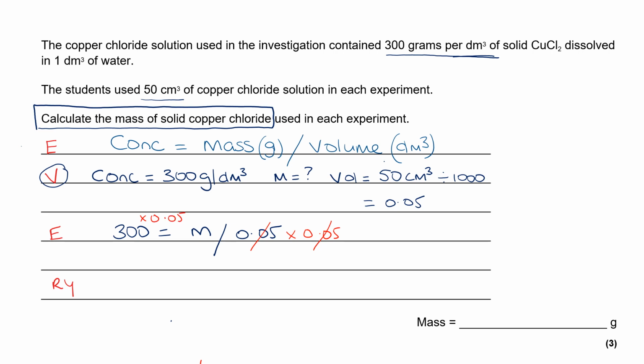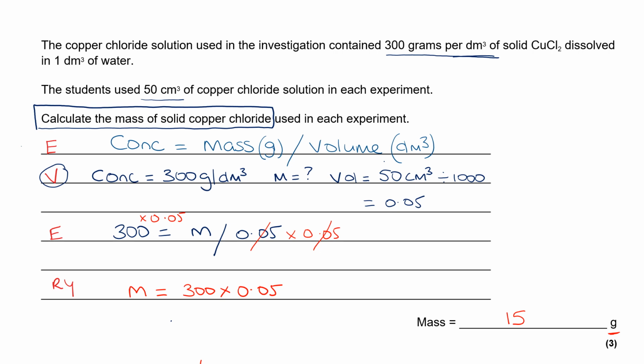So I'm going to rewrite this in a better format. So mass equals 300 times 0.05. Put that into your calculator, and the answer on the answer line is then 15 grams. Again, just make sure they've included the units, and if they haven't, make sure that you put in the correct units.